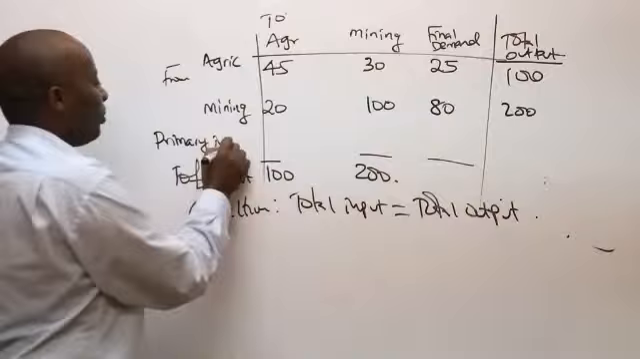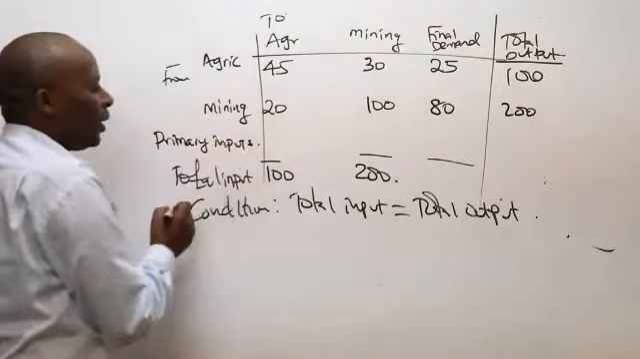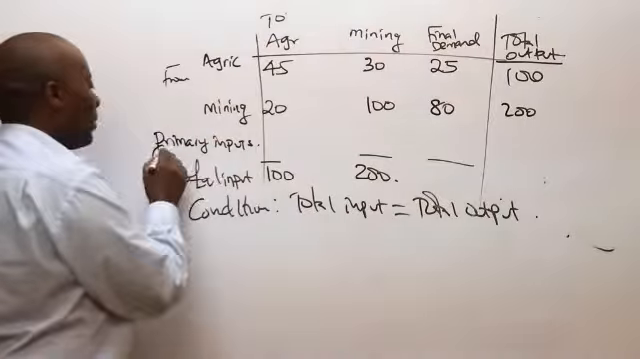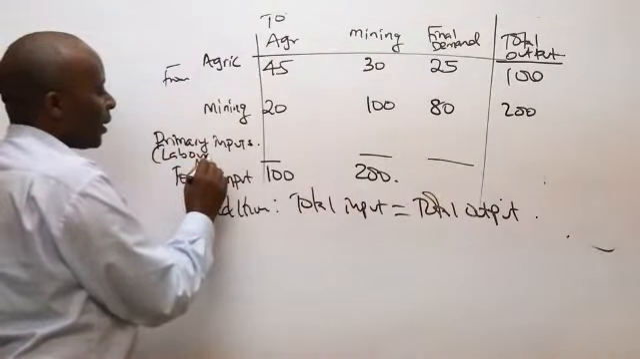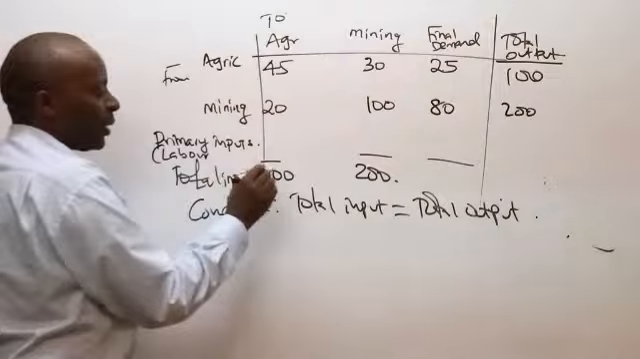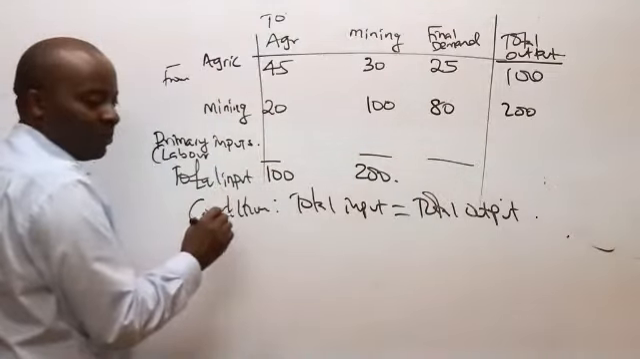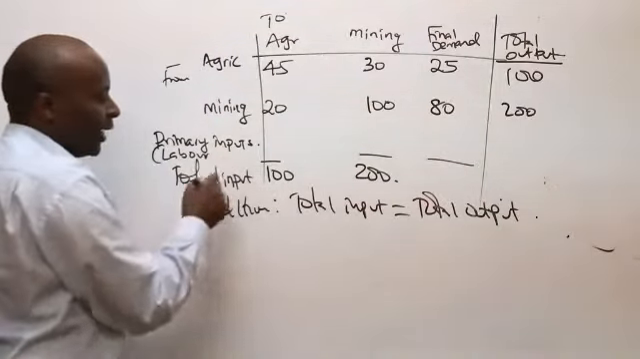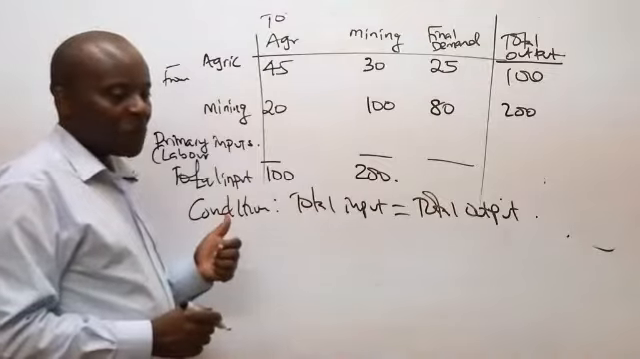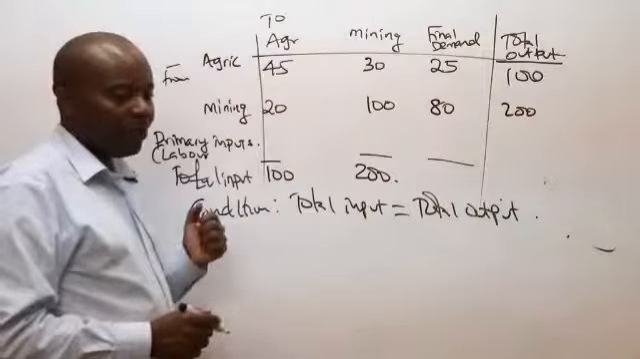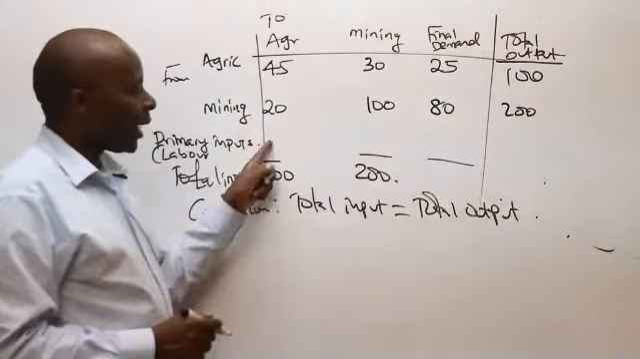The primary inputs will be constituted by things like labor, entrepreneurship, the factors of production, if you remember them. These can't be given by any industry. The primary, the essential inputs. So they should be balancing figures.